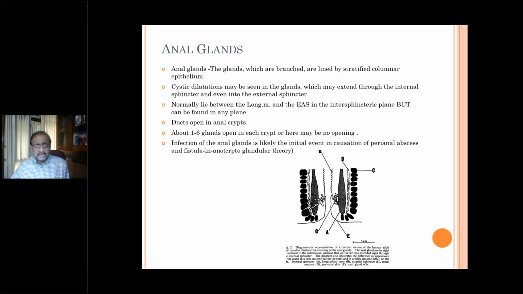And we just now said ducts open in the anal crypts, and 1 to 6 glands are opening out there. But the problem with this gland is that if it gets infected, then it gives rise to perirectal and perianal abscesses, and further on to the generation of a fistula. And that is the cryptoglandular theory of the formation of a fistula. We'll refer to that when we talk about the fistula.